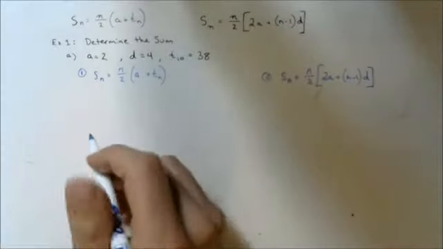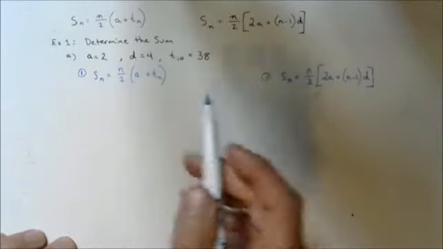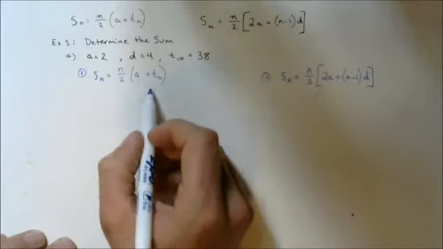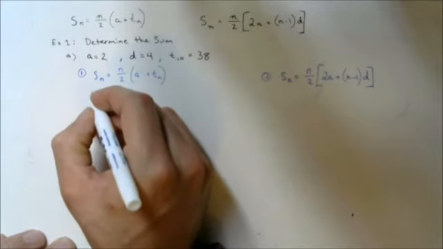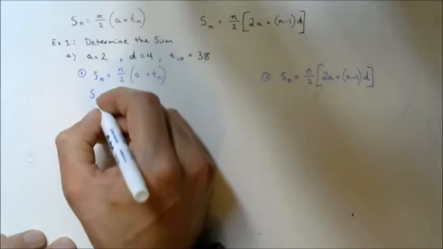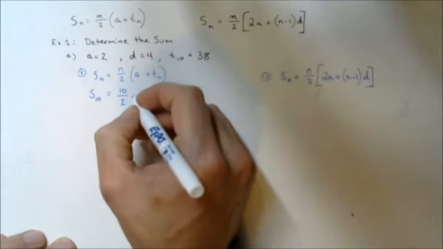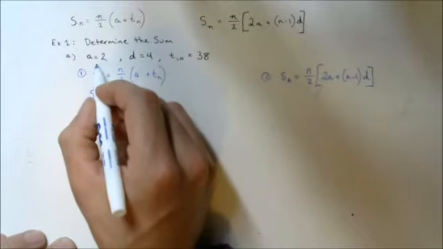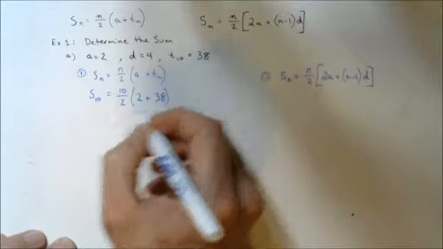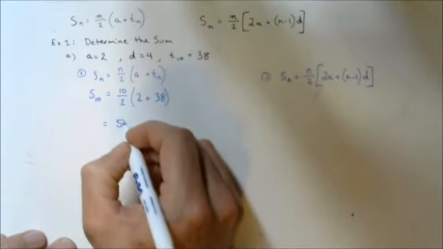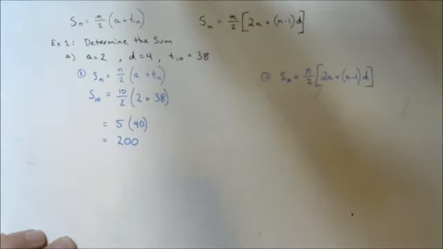And now we just fill in what we know. So in this case, they've given us more than enough information. We have enough information to use either formula, in which case you'd probably just use the first one because it's a bit shorter. So we're going to find the sum of the first 10 terms. So we're going to take 10 over 2. We know that the first term is 2, and we know that the last term is 38. We reduce this, we have 5 times 40. The sum of the first 10 terms then is 200.